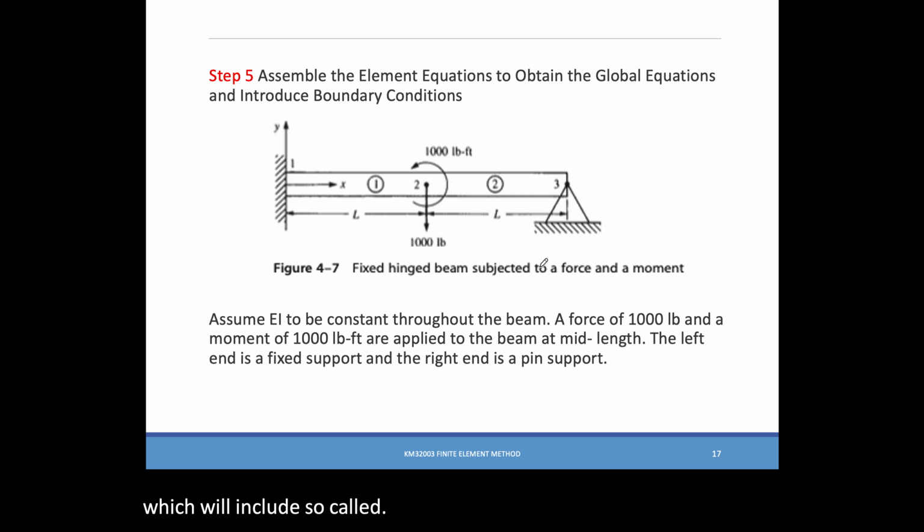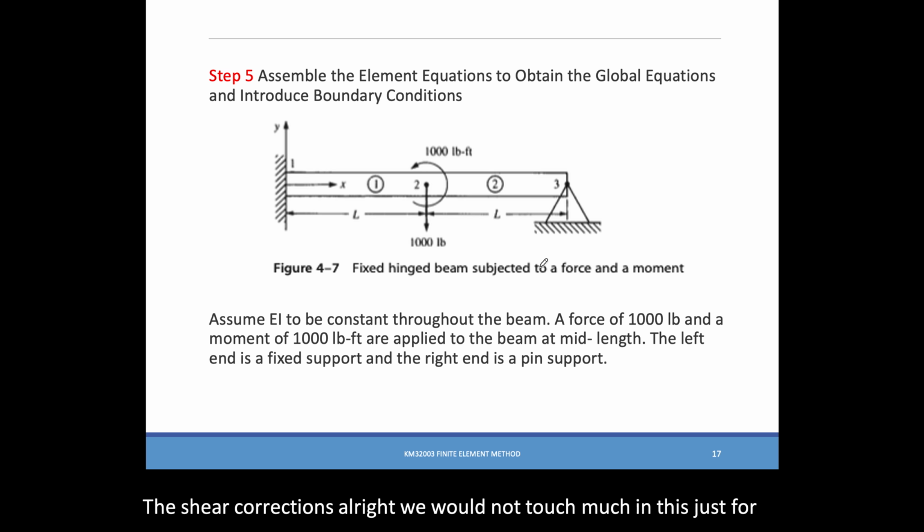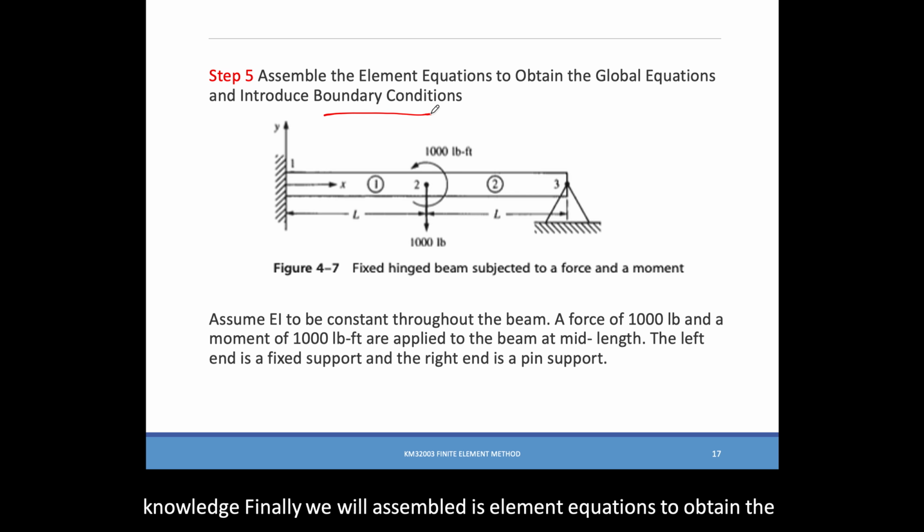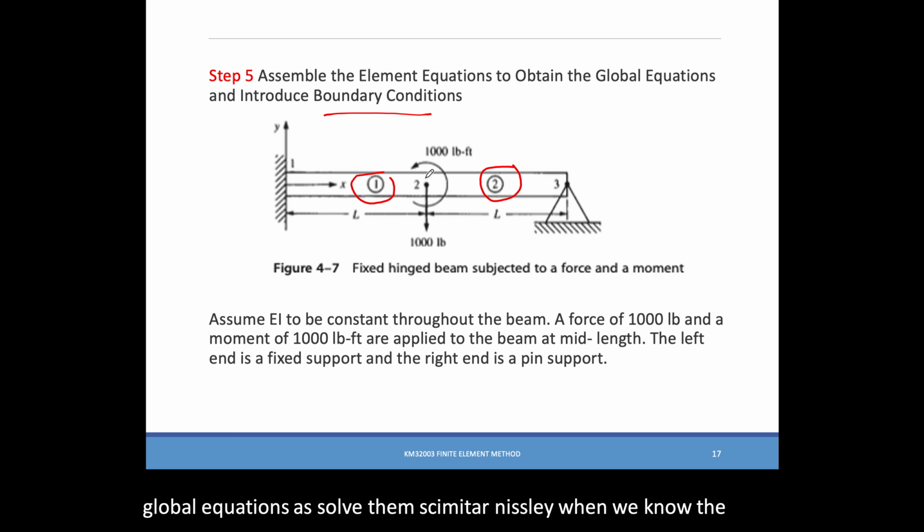Finally, we will assemble the element equations to obtain the global equations and solve them simultaneously when we know the boundary conditions. Okay, so take this simple example. Elements 1 and 2 are connected at node number 2. At node number 2 we see that there are loads acting, therefore we would apply an additional node here.